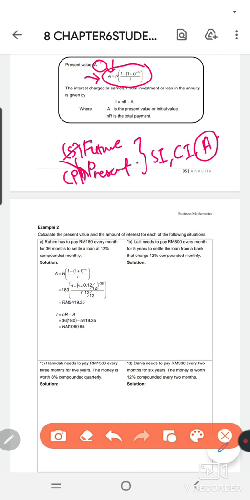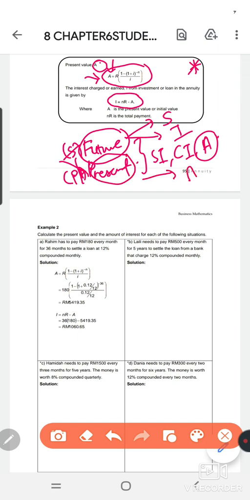Okay, so the interest charge or earned I from investment or loan in the annuity is given by I equals to NR minus A. Okay, so dia satu lagi yang penting untuk annuity, formula for interest dia berbeza dengan future value. So setiap satu ada formula dia. So for example future value, tadi awak ada formula S and then awak ada formula interest. Okay, so for present value kita ada formula untuk present value and we also have formula for interest. So jangan tertukar formula interest yang kita gunakan untuk present value or future value.